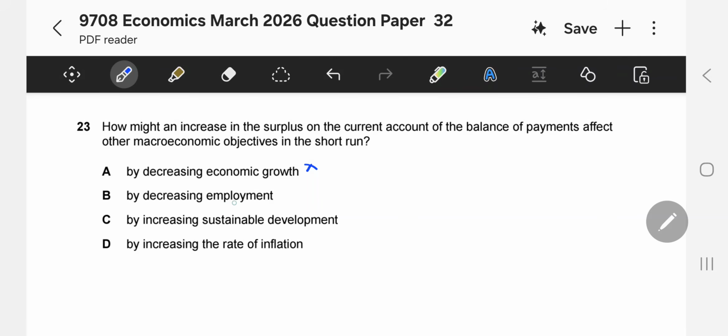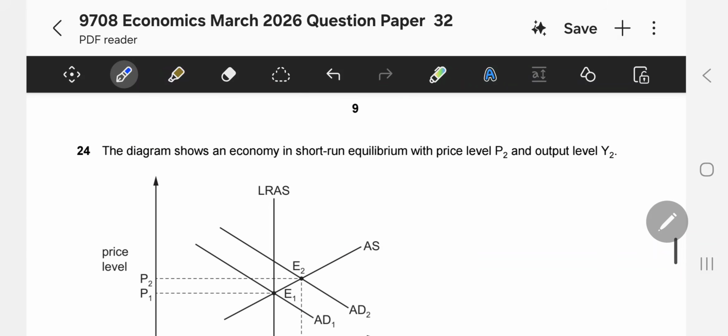By decreasing employment, employment is going to increase, obviously, because export industries are going to be producing more. So this one is not true. By increasing sustainable development, for this one, this is a long run thing. It's no longer short run. So the correct answer here will definitely be D for 23. All right, let's go on to 24.